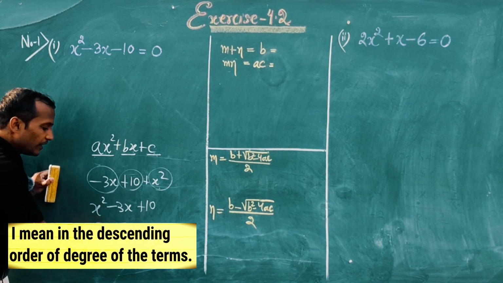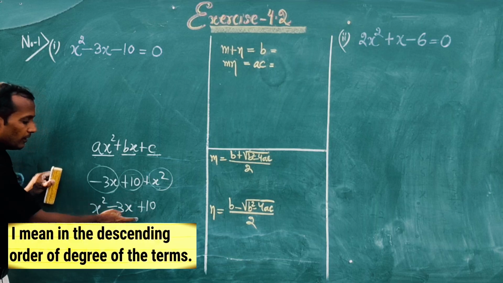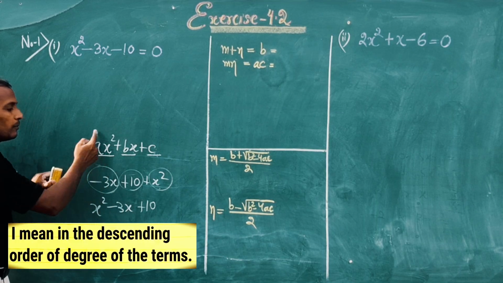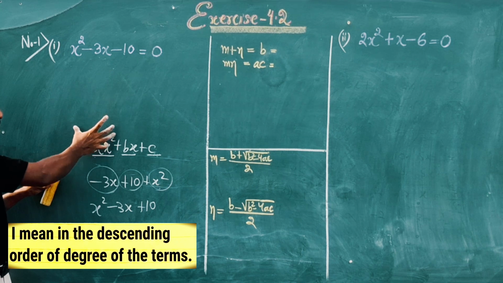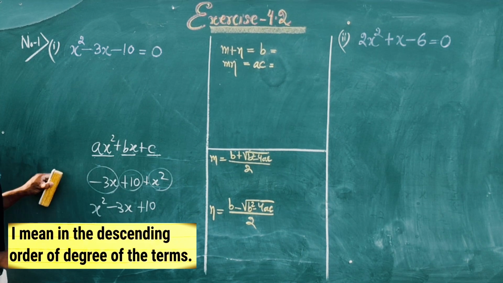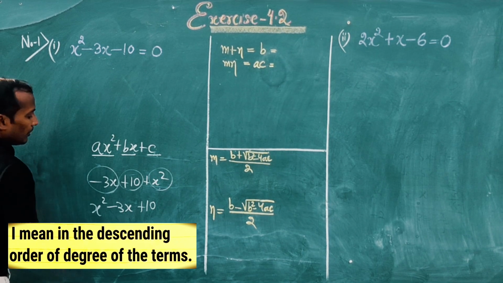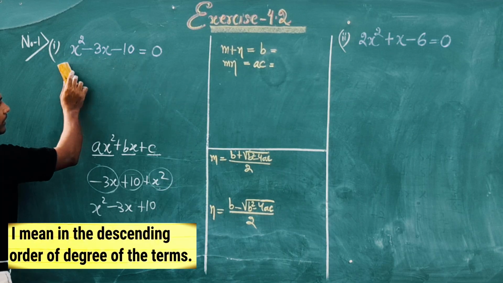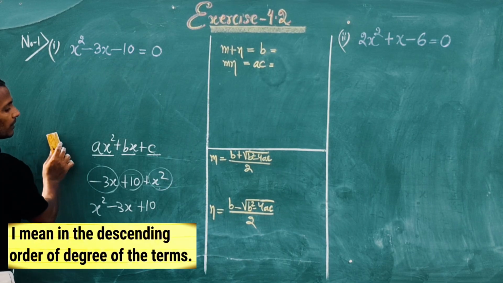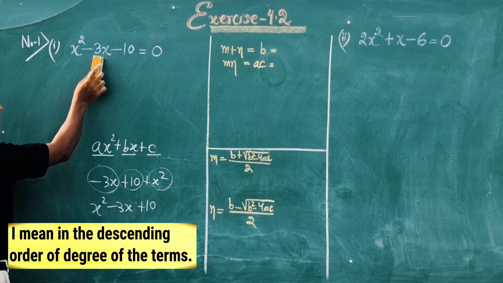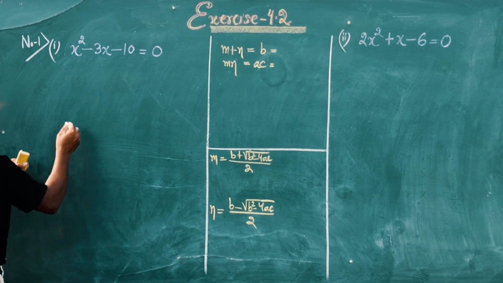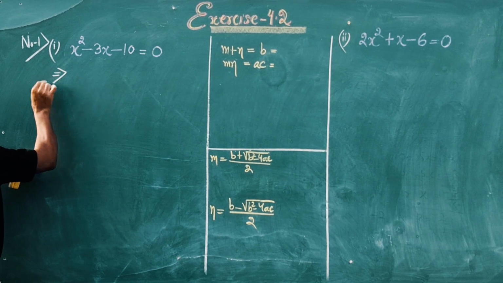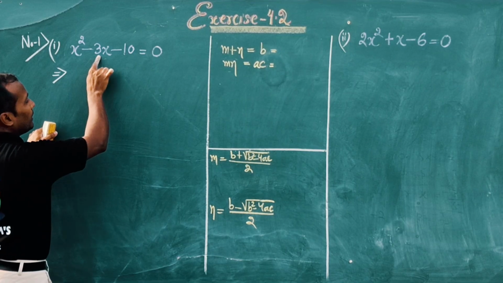Once you have arranged the quadratic polynomial in the order of the standard form, you will be able to split the middle term and factorize it and find the solutions without any mistake. Okay, it is already in the standard form of a quadratic polynomial, so we shall start splitting the middle term. See how I split. I will split the middle term into two parts.